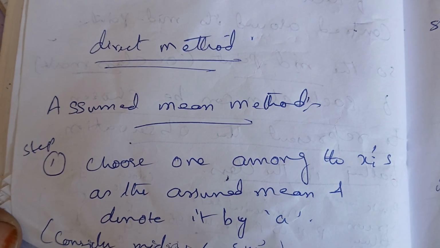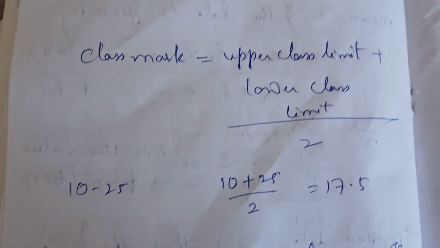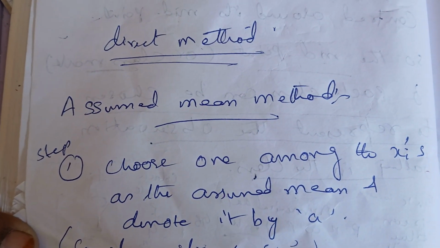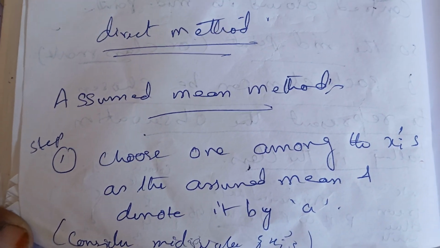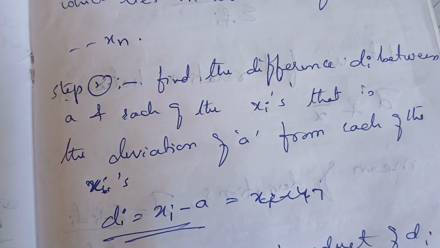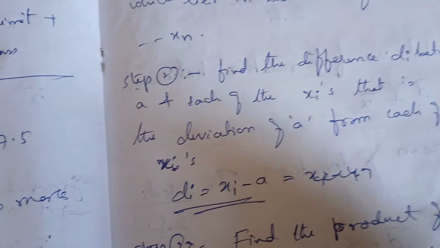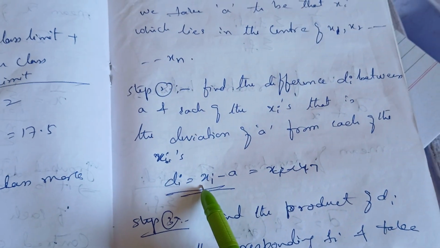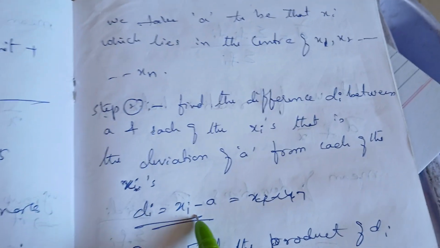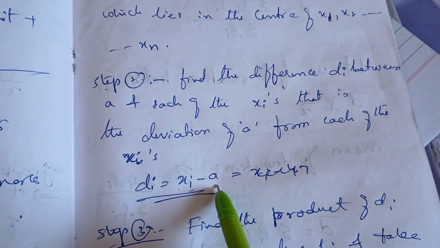We have to choose one among the xi's which we have. Xi is nothing but your class mark. In the list of class marks xi, we assume one of the middle values as a. Consider the mid value as a, that is your assumed value, and find the difference between a and each xi. Here di is your difference: di equals xi minus a.